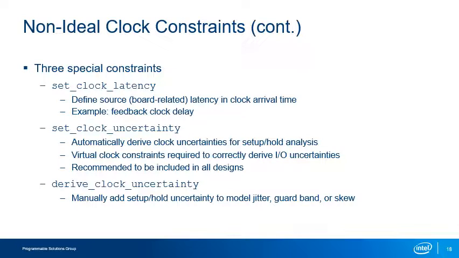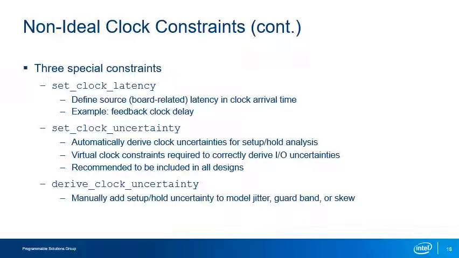As discussed earlier, uncertainty values can be added to the setup and hold data required time calculations to essentially make the timing analysis more pessimistic. The derive_clock_uncertainty command is an easy way to add clock uncertainties without having to define them manually throughout the device. While derive_clock_uncertainty always derives internal device uncertainties, a virtual clock is required, as discussed earlier, for the command to correctly derive uncertainties on data I/O.